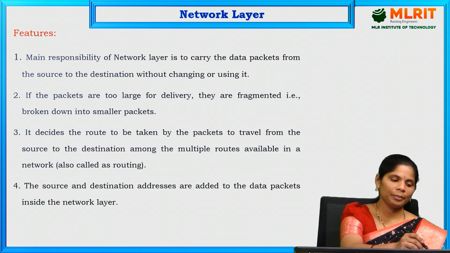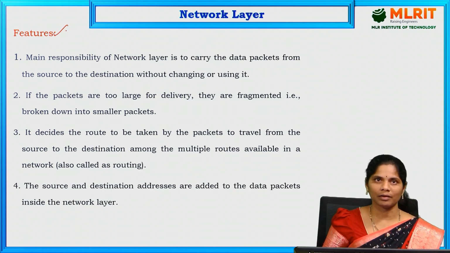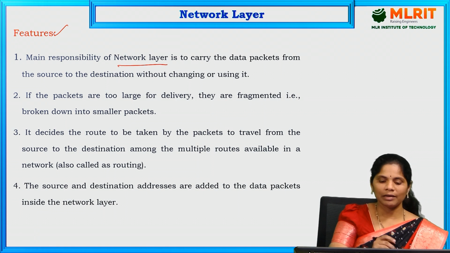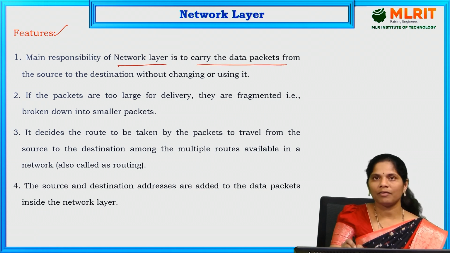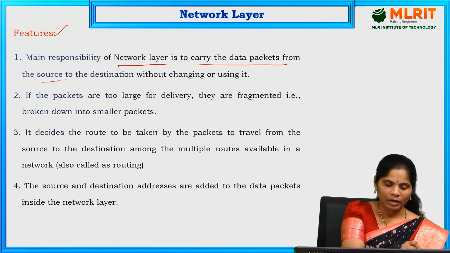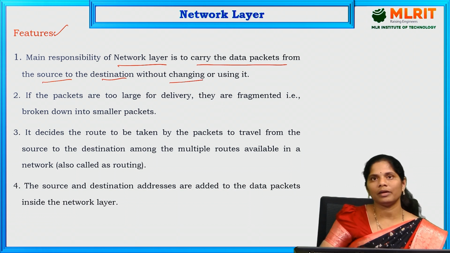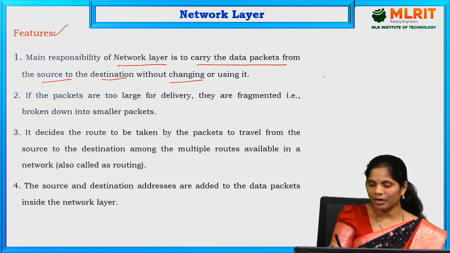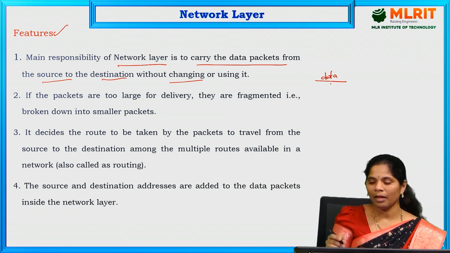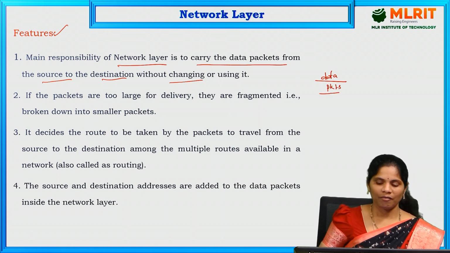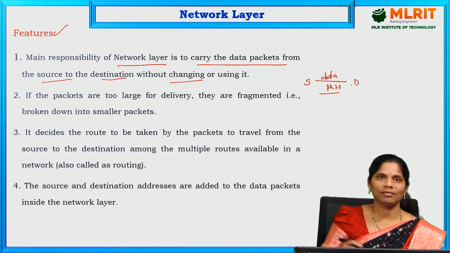And next, what are the main features it supports in the network layer? The main responsibility of the network layer is to carry the data in the form of packets from the source to the destination without changing that data. Whatever data we have to send, we have to send exactly that data only. At the same time, it is in the form of packets because it is a host to host connection from the source to the destination. That is the main responsibility.